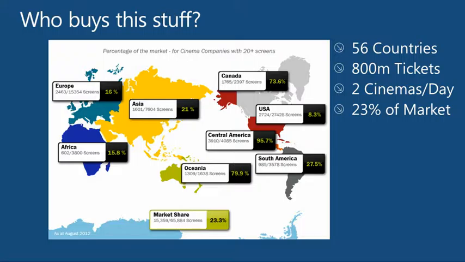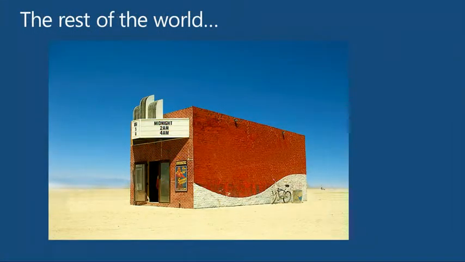These guys who have 20 or more screens in their circuit, that's really the sweet spot for Vista where we aim. Now, these guys cover about 66,000 screens around the world included in this market bracket. But the total number of cinema screens around the world is anywhere from about 150 to 200,000, depending on how you count them in China. So what this means, essentially, is there's lots and lots of little guys out there.